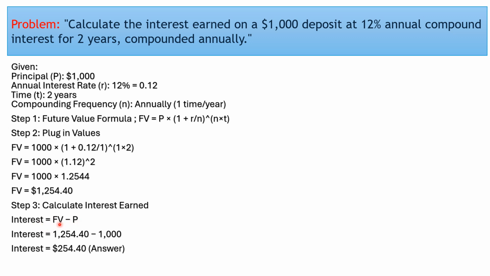FV is equal to future value. As already explained, FV is equal to the principal value plus interest earned. So that is FV minus P. P is equal to principal value. That is the initial deposit amount.